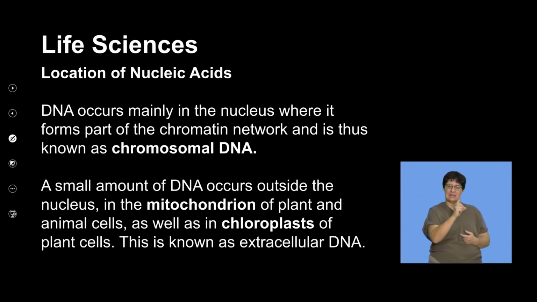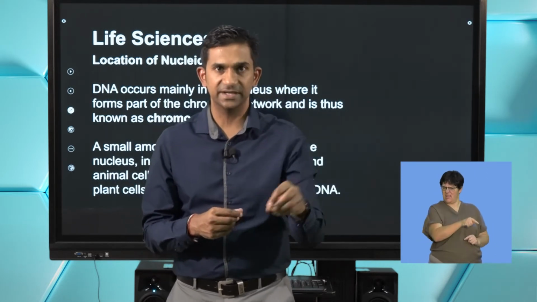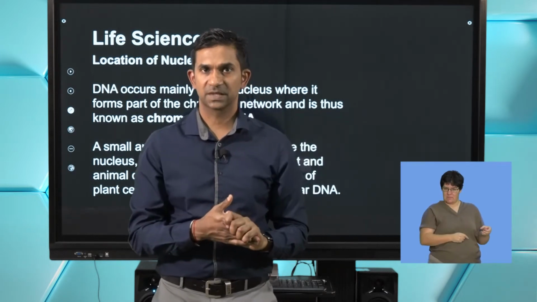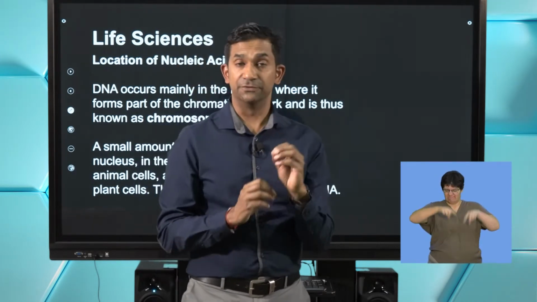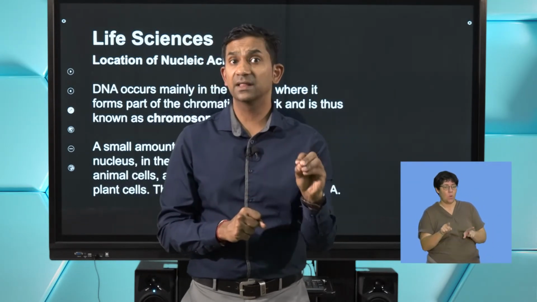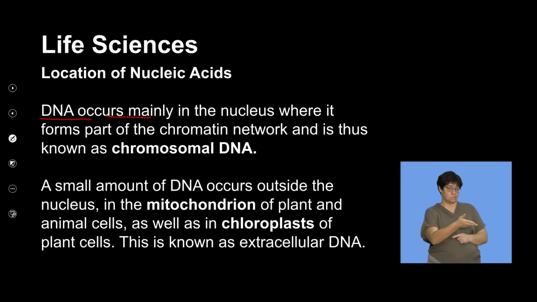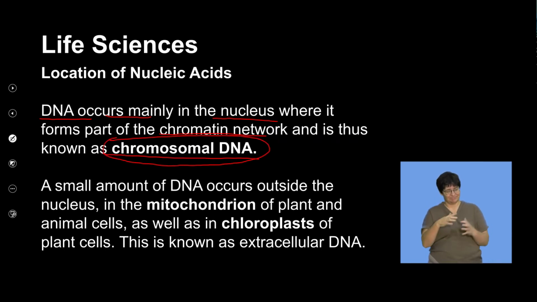It's important that we understand where DNA is found, and the location of DNA is important to understanding its significance. DNA can be located in various parts of the cell, not exclusively in the nucleus, but in other organelles as well. DNA occurs mainly in the nucleus, where it forms part of the chromatin network, as we've just seen, and thus it is known as chromosomal DNA. Because it's in the nucleus, we say it's nuclear DNA or chromosomal DNA. These form those chromosomes that we see in the nucleoplasm.